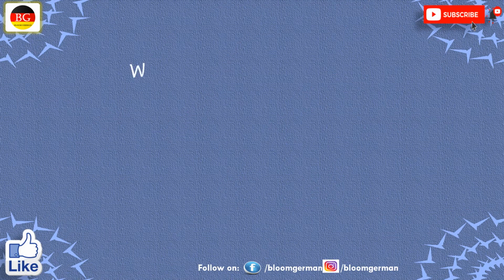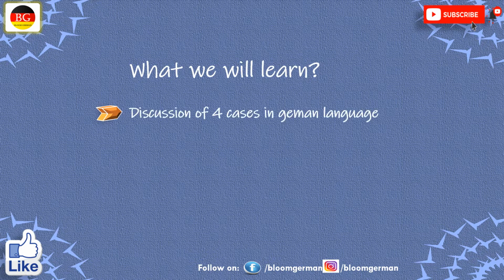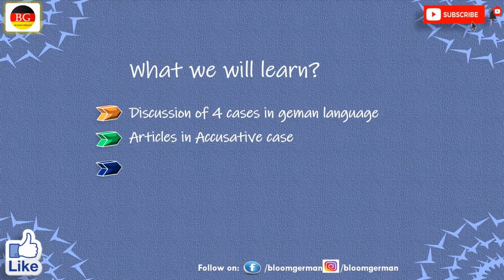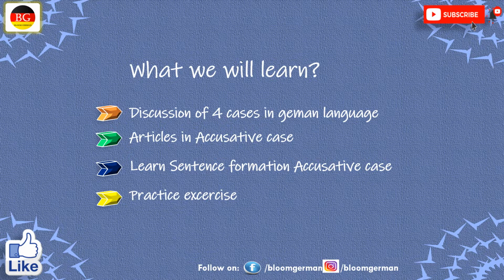What will we learn in this video? First, we will see the discussion of four cases in the German language. In German, we have four cases, as you know: nominative case, accusative case, dative and genitive case. Here, we will see the detailed definition of all and understand their concept. Second, we will see the articles of accusative case, followed by the sentence formation with a detailed explanation in accusative case. Then, as usual, our practice exercise, that is question answer session, followed by the tips and tricks of the day.